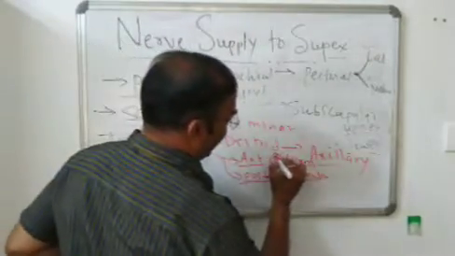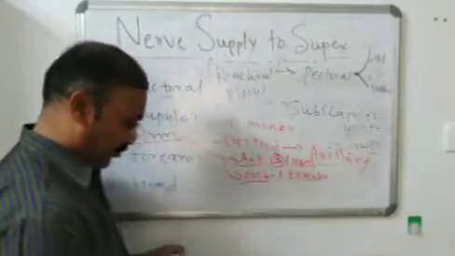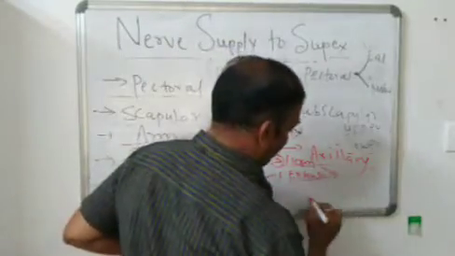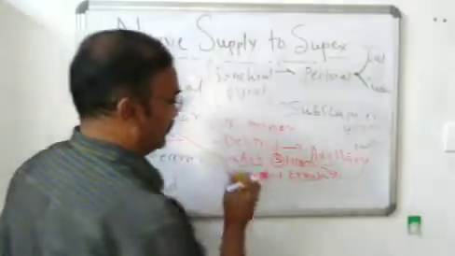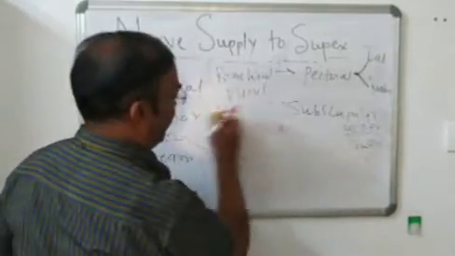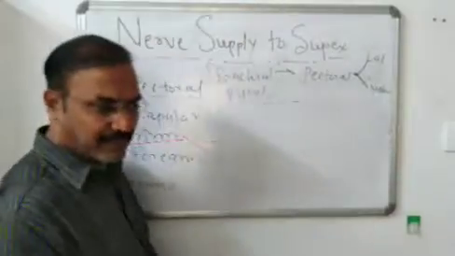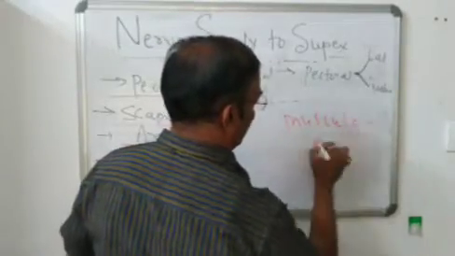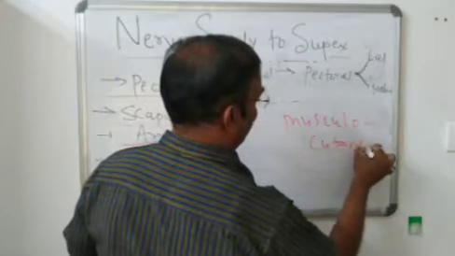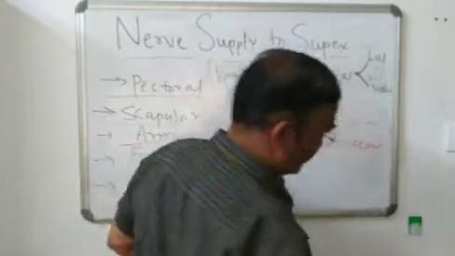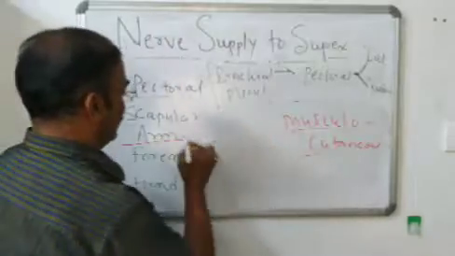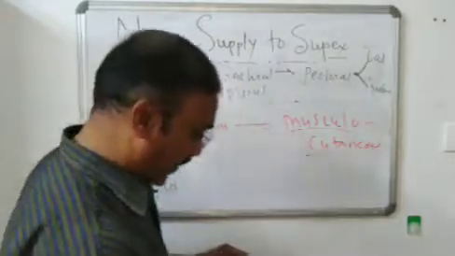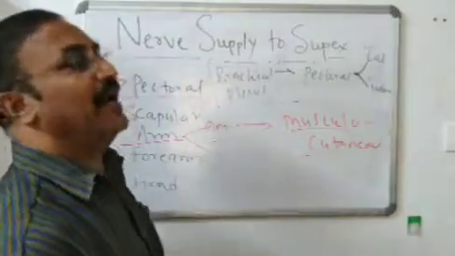Now three muscles are present in the anterior compartment: the biceps, the coracobrachialis and the brachialis. All these three muscles are supplied by the musculocutaneous nerve. The name of the nerve which supplies all these three muscles is musculocutaneous. It is a very special nerve. Musculocutaneous means it supplies muscle and skin also. That's why it is the musculocutaneous nerve. So this nerve supplies the anterior compartment of the arm: the biceps brachii, the coracobrachialis and brachialis.